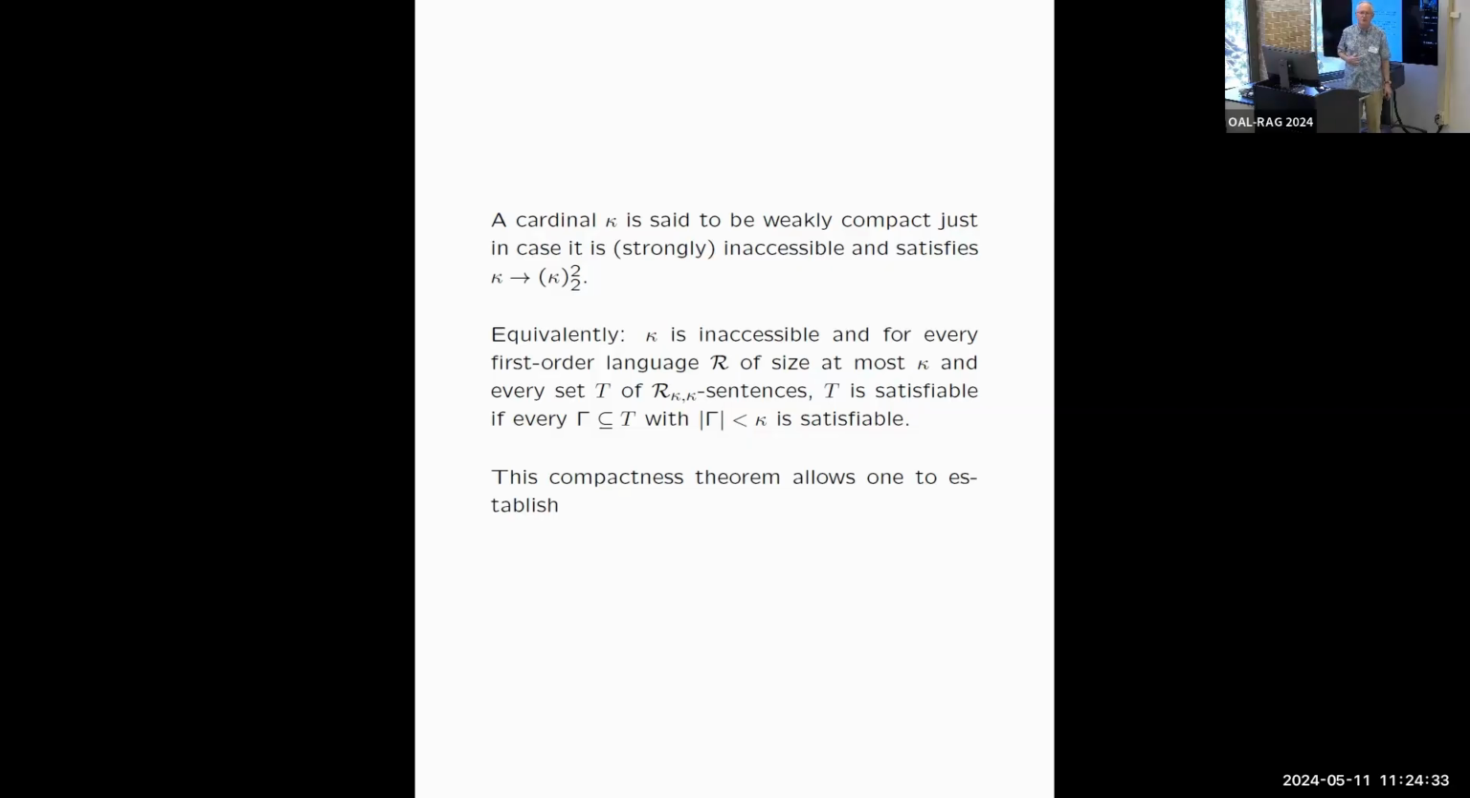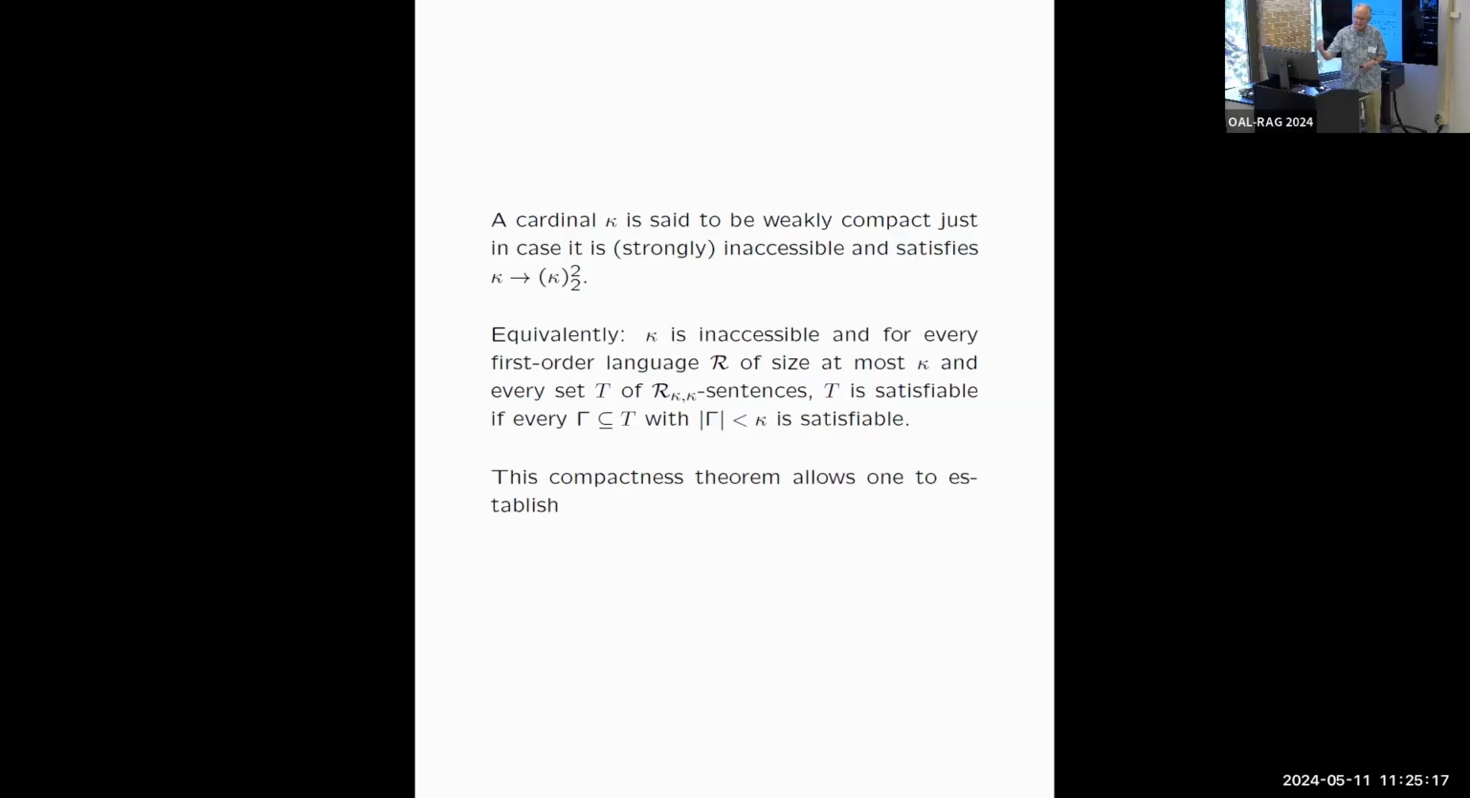And, well, for example, all measurable cardinals are compact, though not necessarily weakly compact. If your cardinal kappa is weakly compact, there are kappa many inaccessibles less than it. So this is big. I mean, most of us do not encounter even inaccessible cardinals. So even just inaccessible is big, but then this extra condition makes it bigger. Now, using this compactness theorem, we can show the following.